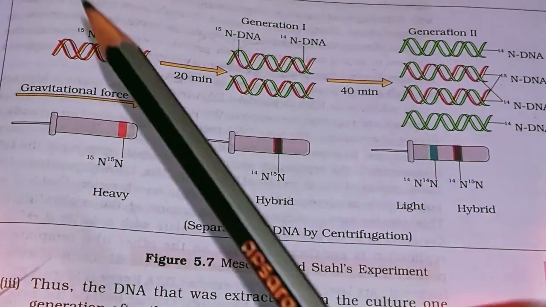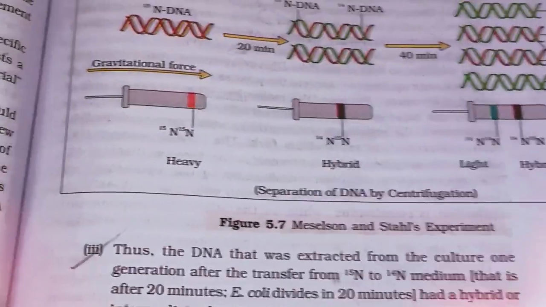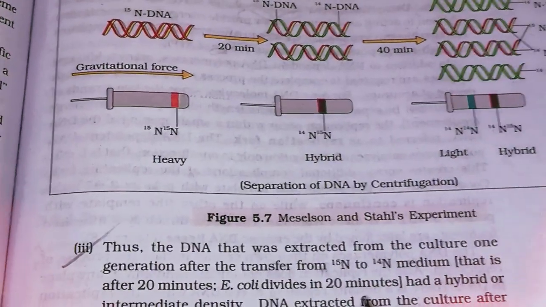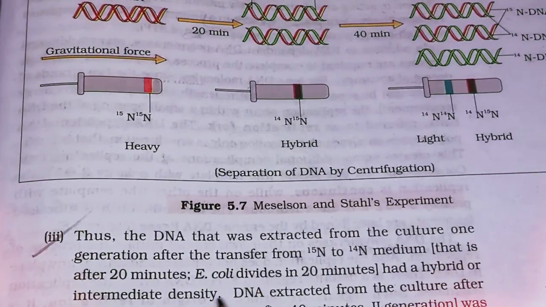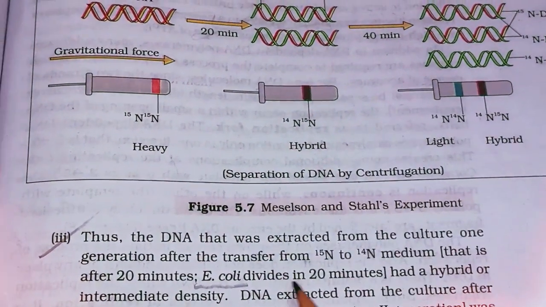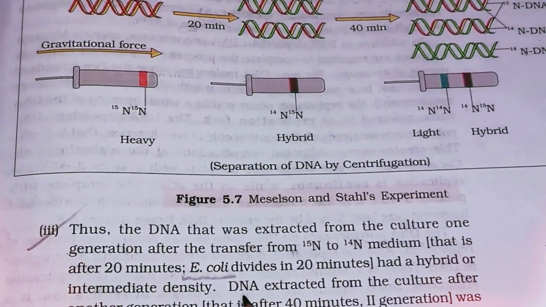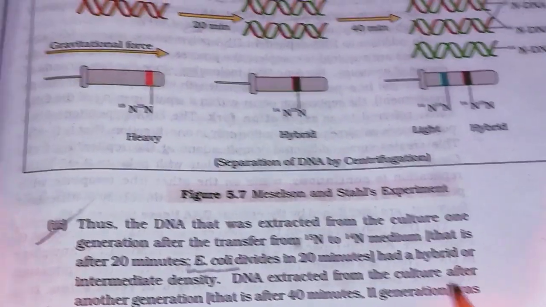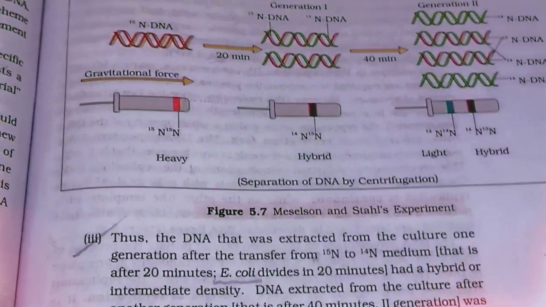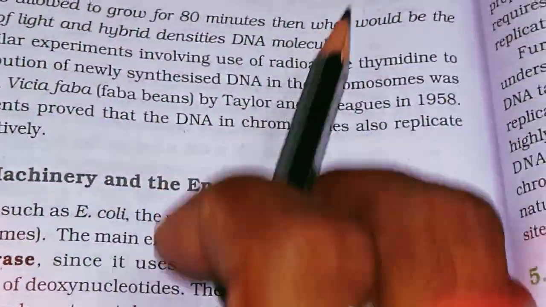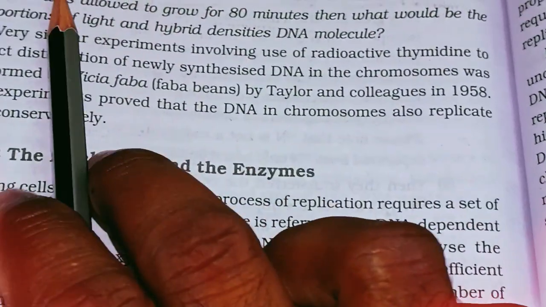So next one is the third one. The DNA extracted from the culture one generation after the transfer from the N15 to N14 medium, that is after 20 minutes, when E. coli divides in 20 minutes, had a hybrid of intermediate density. And DNA extracted from the culture after another generation, that is after 40 minutes, the second generation, was composed of equal amounts of this hybrid DNA and of light DNA.